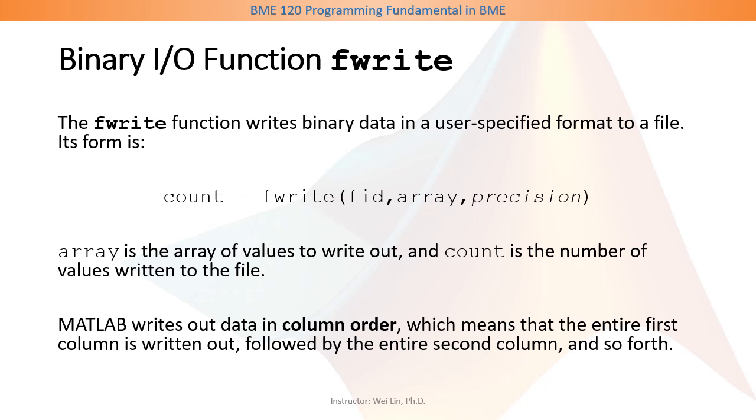MATLAB writes data in column order, which means that it will write the first column first and then followed by the second column and so on. If you remember the storage of the array in memory, you probably will recall that any two-dimensional array is stored by column. So that's why when MATLAB writes data out to a file, it follows the column order.